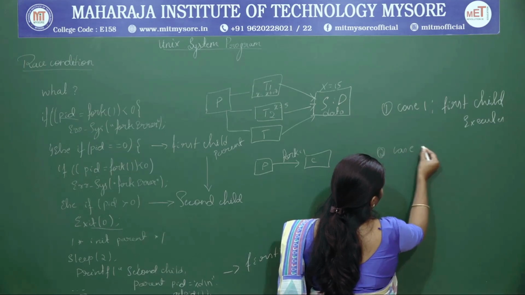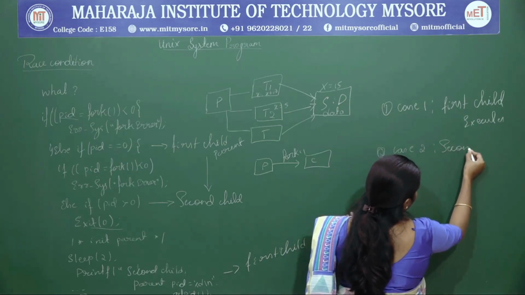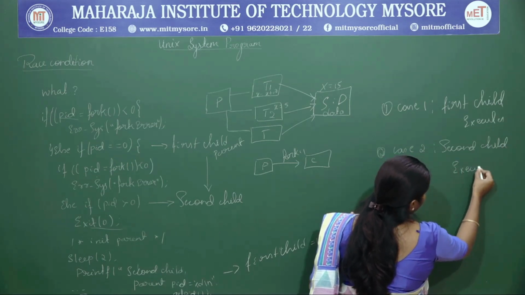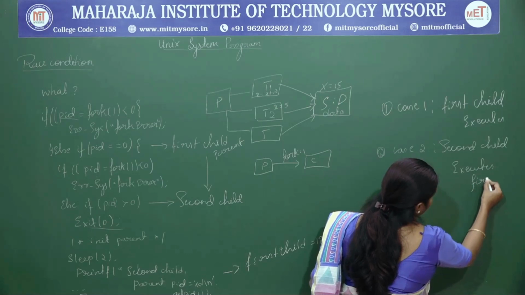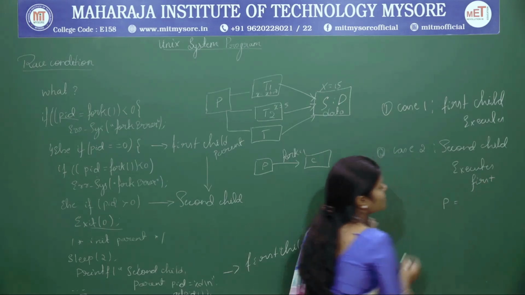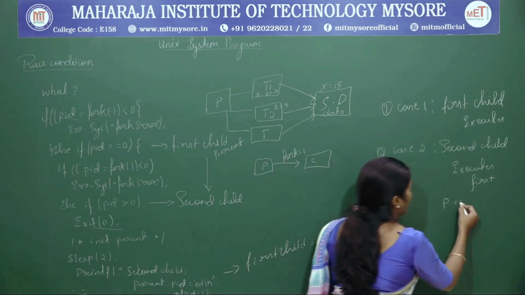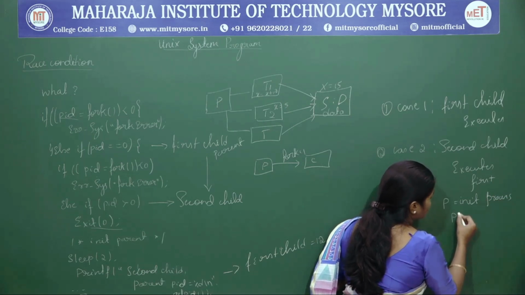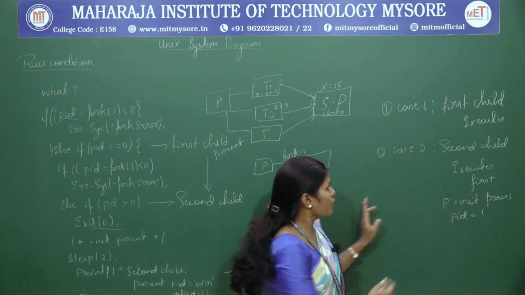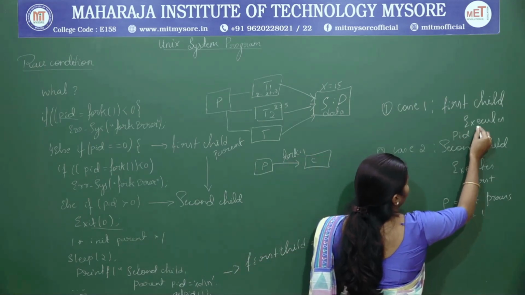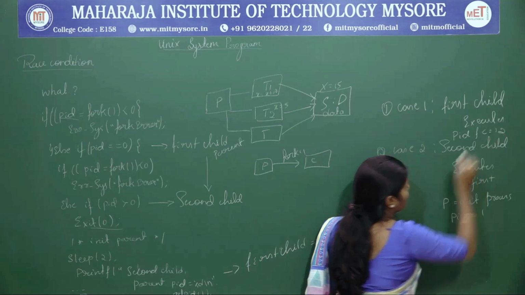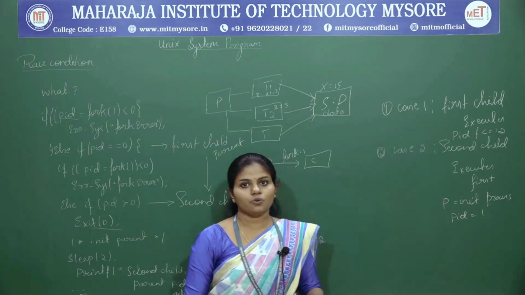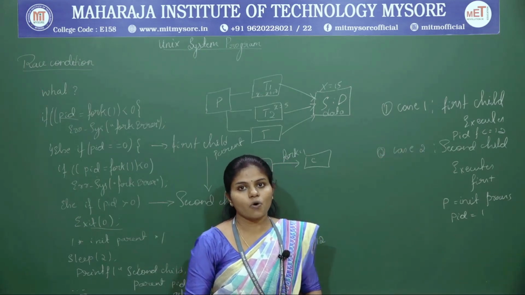In case 2, when the second child executes first, the parent for the second child becomes what? The INIT process. Now what is its PID value? The PID value is 1. Before, the PID value for the first child was how much? That is 12, right? So this is case 1 and case 2. It depends on the CPU, which one it is going to take for execution.